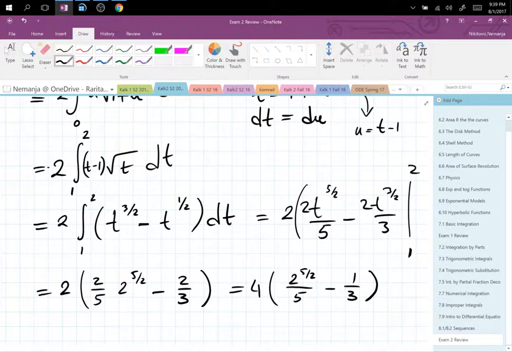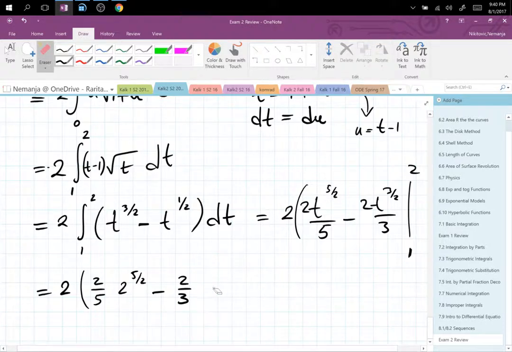Correct to 7 decimal places. Yes? Wait, did I miss something? Oh, yeah. Guys, are you paying attention? That's why you're talking, you're not paying attention. Yeah. Thank you.